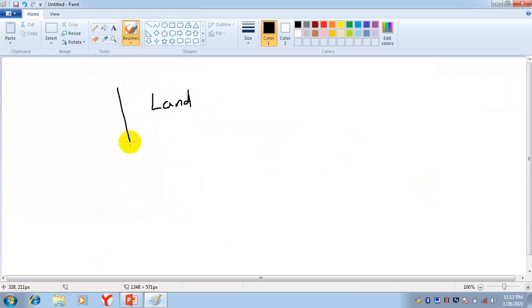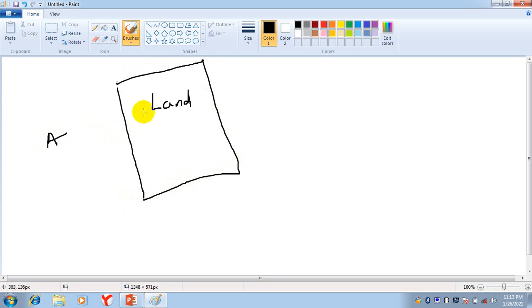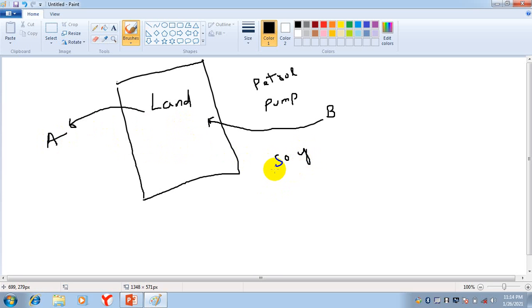Suppose there is a piece of land and Mr. A is the owner of this piece of land. Now there is Mr. B who wants to use this land. He wants to make a petrol pump on this land. Now Mr. B is telling Mr. A that I will use your land for 50 years and for every year I will pay you 120,000 Afghanis.